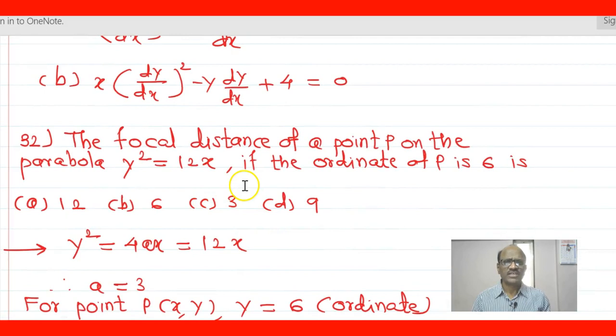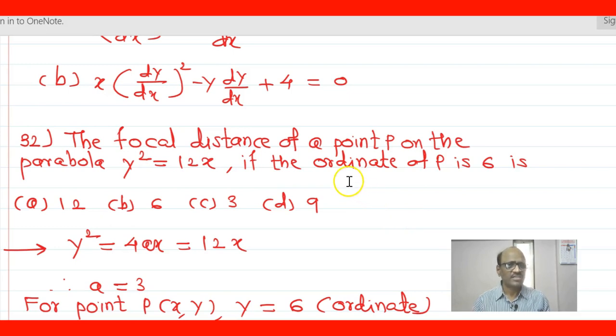Now the next problem: the focal distance of a point P on the parabola y squared equals 12x, if the ordinate of P is 6. Now in conic sections, or in coordinate geometry, abscissa means what?